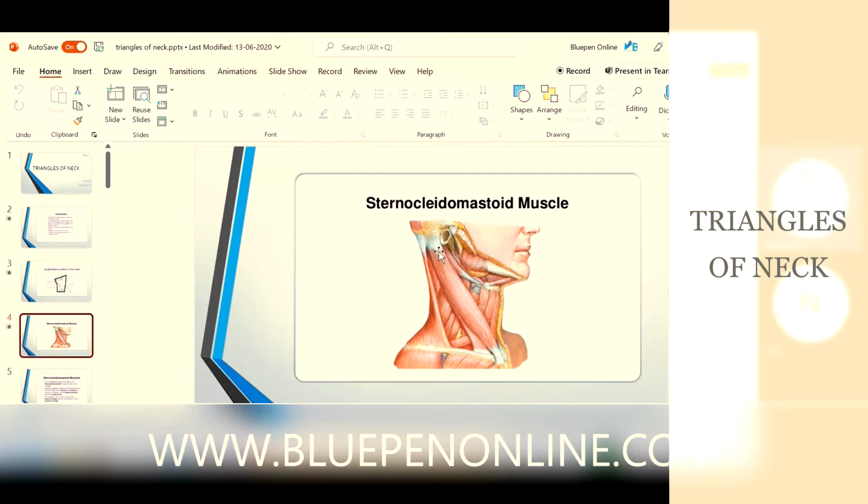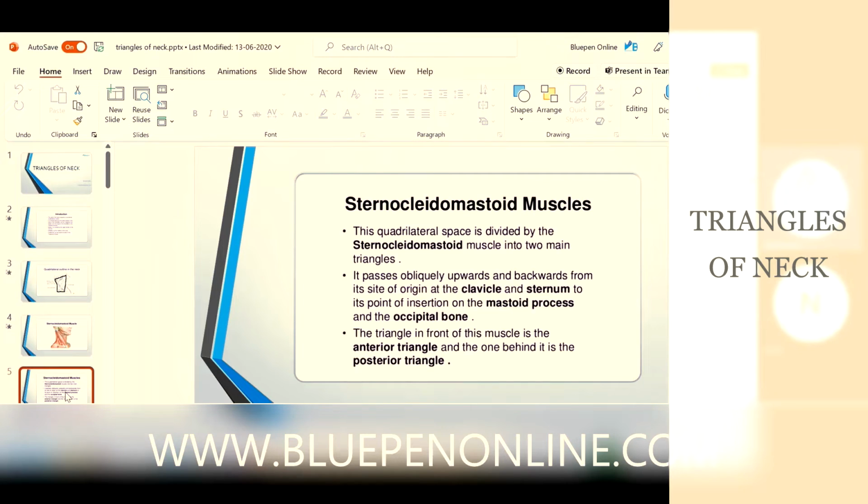See, this is the sternocleidomastoid muscle. This muscle divides the neck into two triangles, the anterior triangle and, at the back, the posterior triangle. Understood? So we will study the sternocleidomastoid muscle. Actually, the sternocleidomastoid is a side muscle. The side of the neck is bounded by a muscle known as the sternocleidomastoid, so this muscle divides the neck into two triangles.